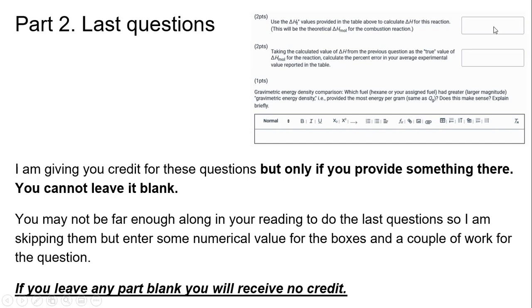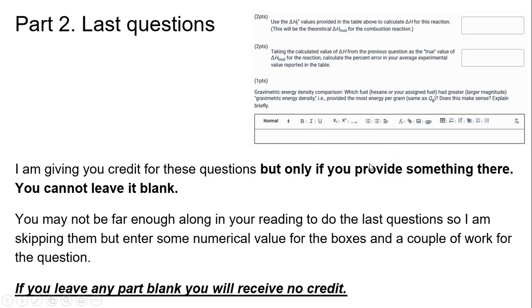Enter something. If you need to, just enter numeric values in the 2 boxes and then type something like, hi, how was your day? I don't care for this lab. It won't hurt my feelings. But that's as mean as I'll allow you to go. Just something with a few words. Why? I just don't want it blank.